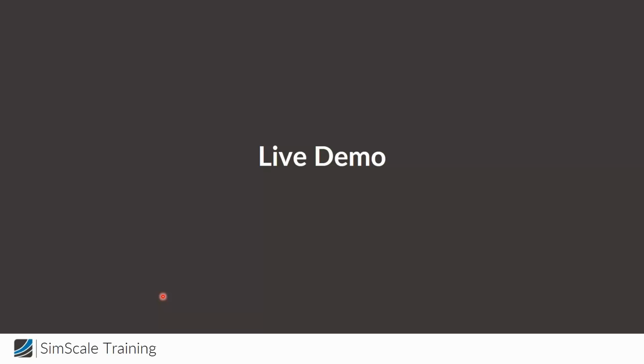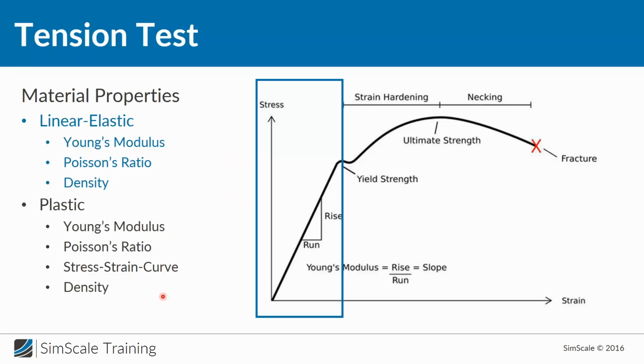And if we have plastic behavior, we need some additional information. We need Young's modulus, Poisson ratio, and density to cover this elastic part, but for this non-elastic, non-linear part, we need an explicitly defined stress-strain curve as an Excel sheet, for example.